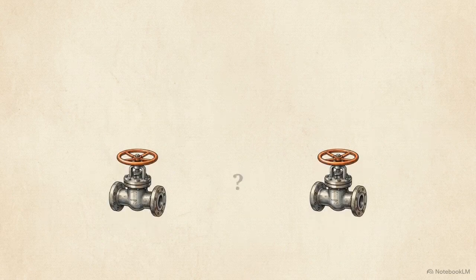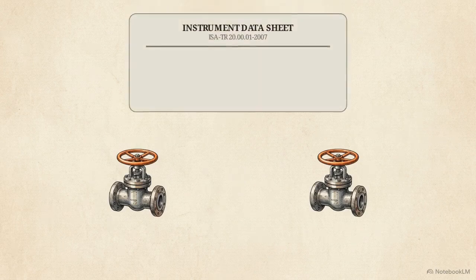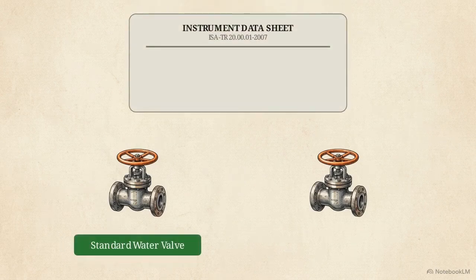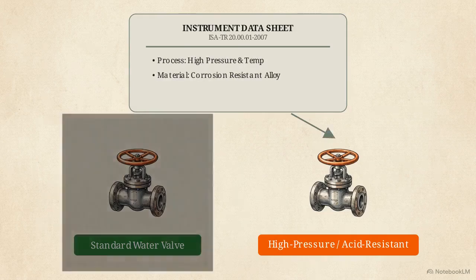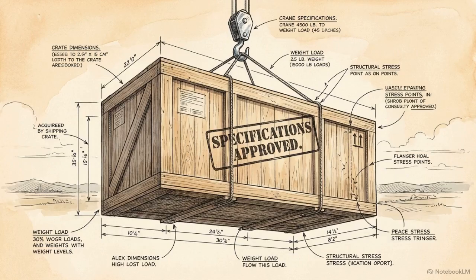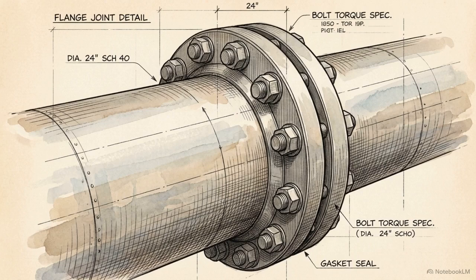For example, two valves might look identical on the outside, but the data sheet ensures a vendor doesn't accidentally supply a basic water valve when the system actually requires one built to resist highly corrosive acid. By strictly following these documents, project managers can safely execute million-dollar orders, knowing they are preventing mistakes that lead to dangerous leaks or massive construction delays.